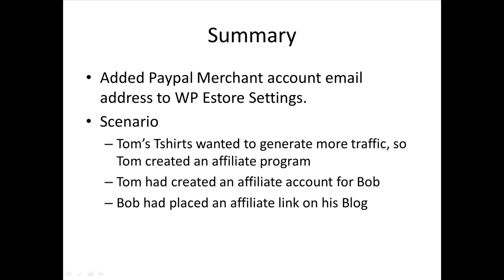So let's do a quick summary of this tutorial. First I showed you how to set up your merchant PayPal account in the WP eStore settings to accept payments for products that are purchased. Then I explained the scenario that I set up. There's a fellow named Tom who wants to generate more traffic for his T-shirts website, so he decides to create an affiliate program. His friend Bob has a popular blog and has agreed to become an affiliate. So Tom had set up Bob as an affiliate, and Bob had the associated affiliate link to Tom's website added to his blog.